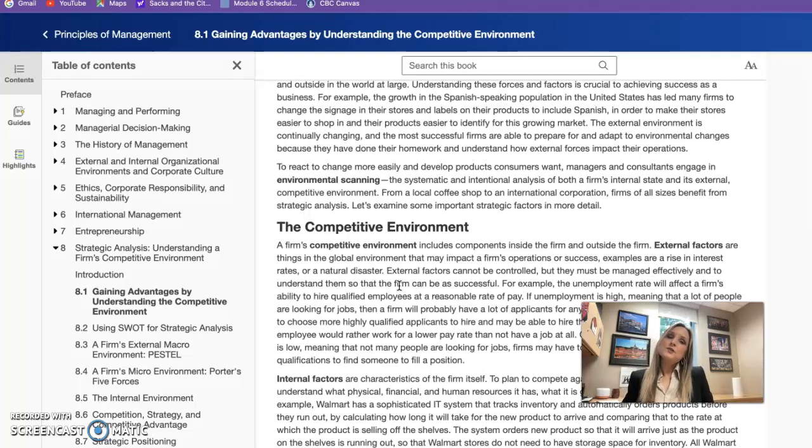When we talk about strengths and weaknesses, that is focusing more on the internal part of the company, things that they can control. If we talk about opportunities and threats, those focus more on the external environments of an organization, things that are more out of their control, if you will.